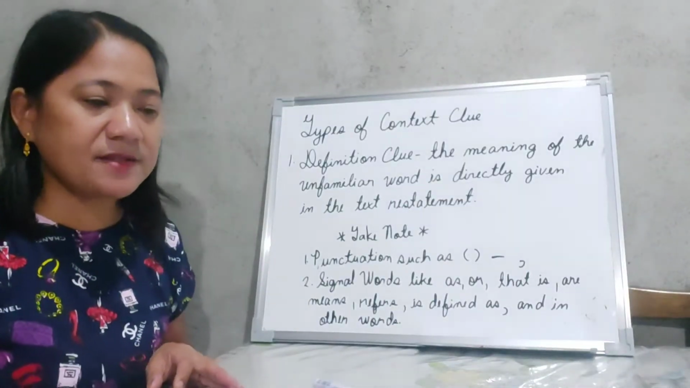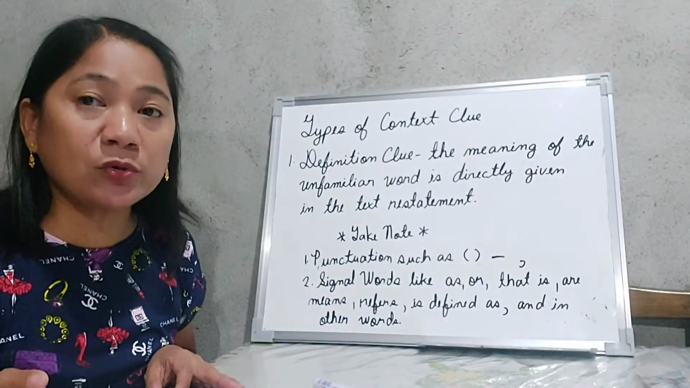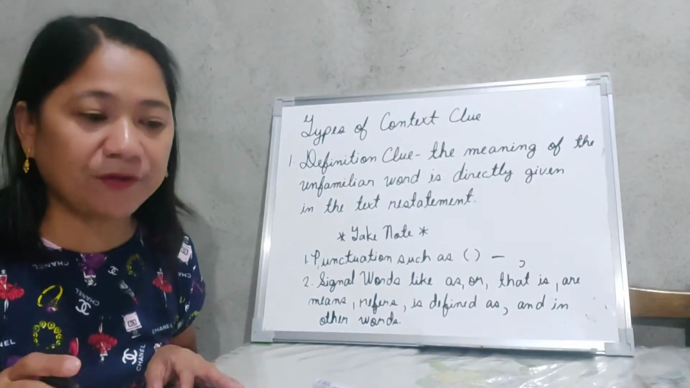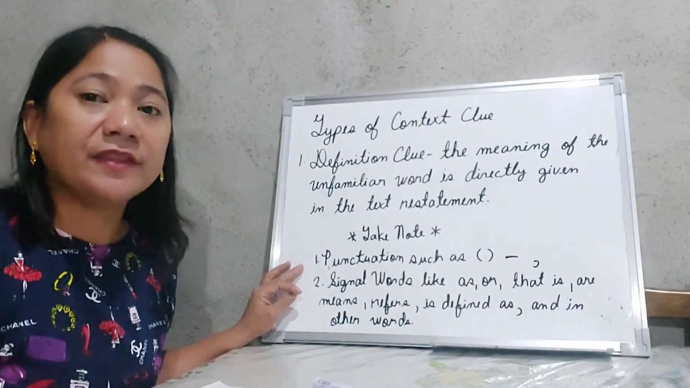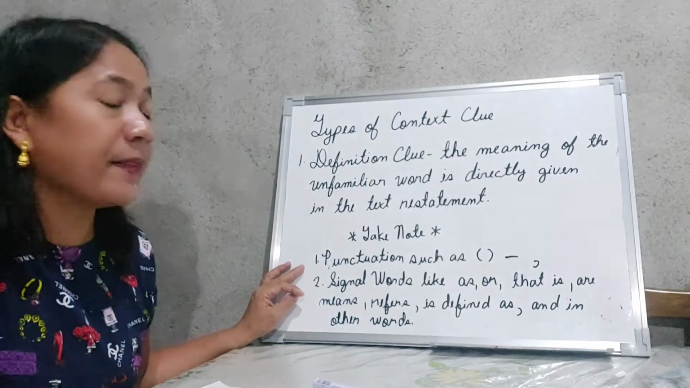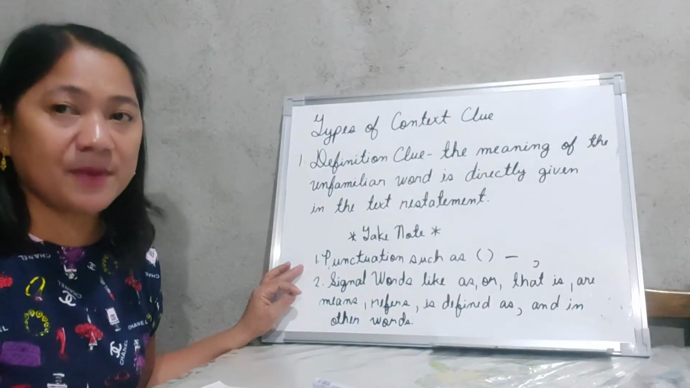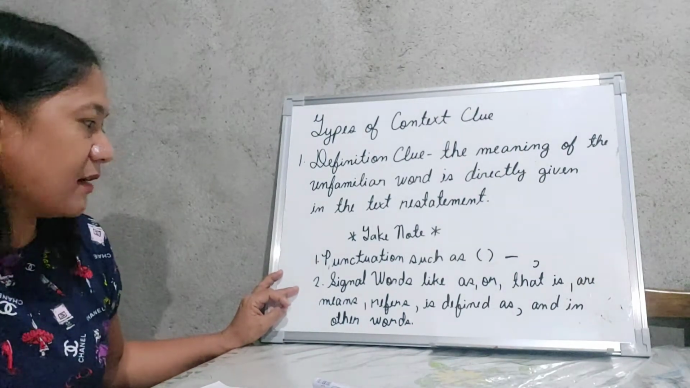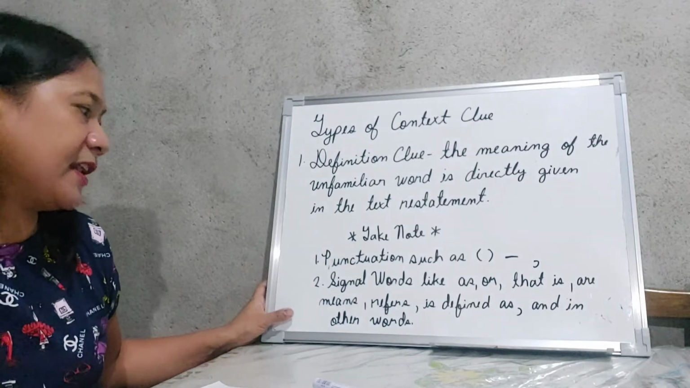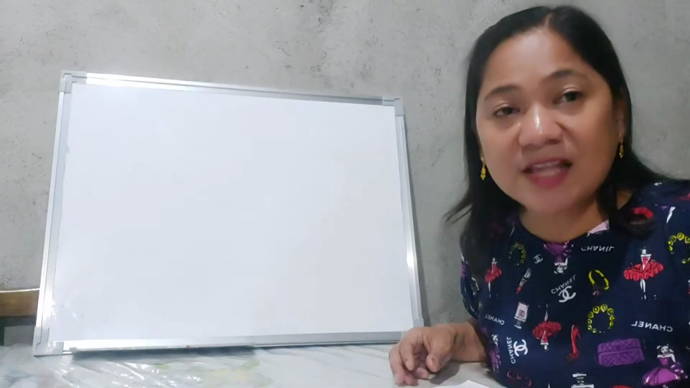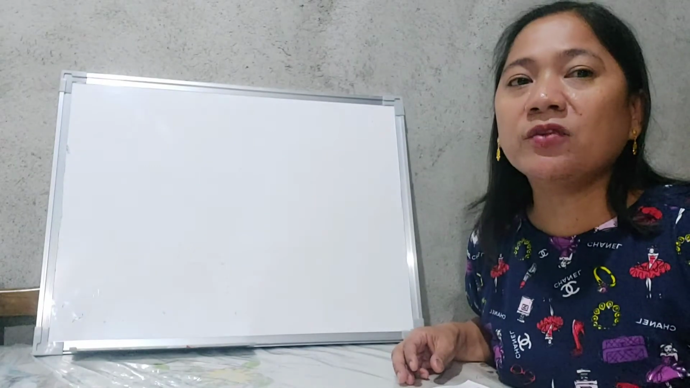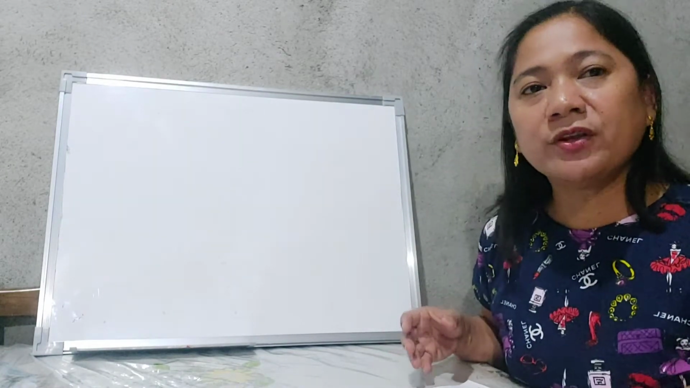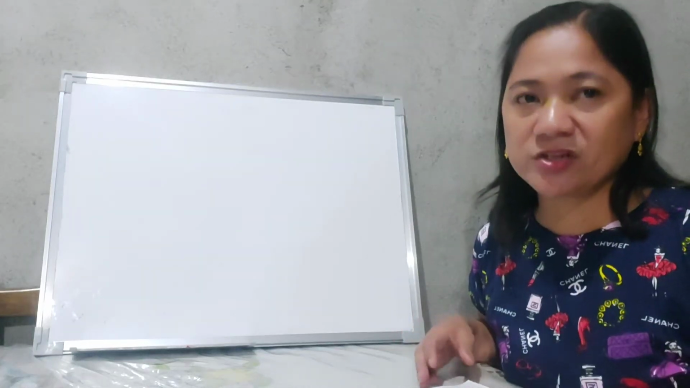And take note of this, that authors and writers include signal words or phrases to help readers understand the meaning of a new difficult word. These are punctuations such as parentheses, dashes, and commas. And the signal words are as, or, that is, are, means, refer, and in other words. Let us now have an example of a definition clue in which we can easily identify the meaning of a difficult word without the use of any resources like Google or a dictionary.